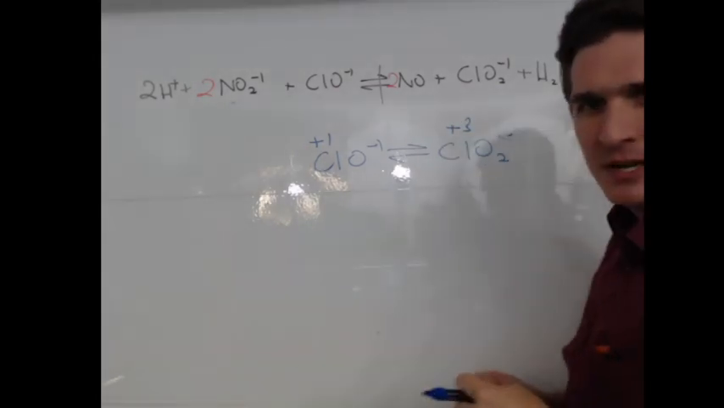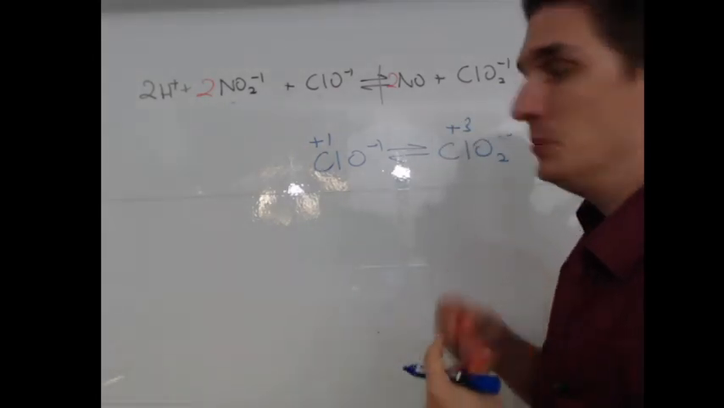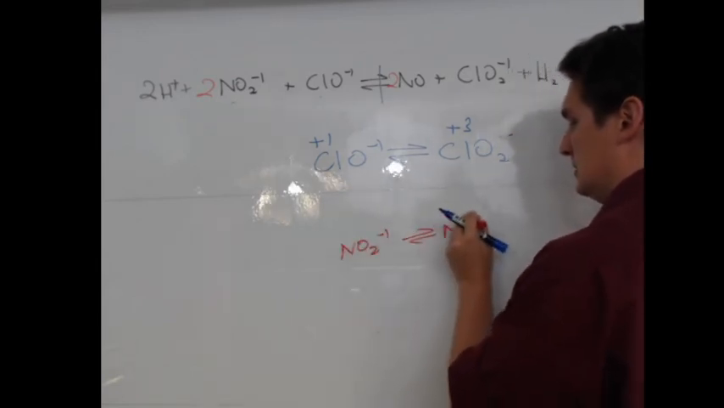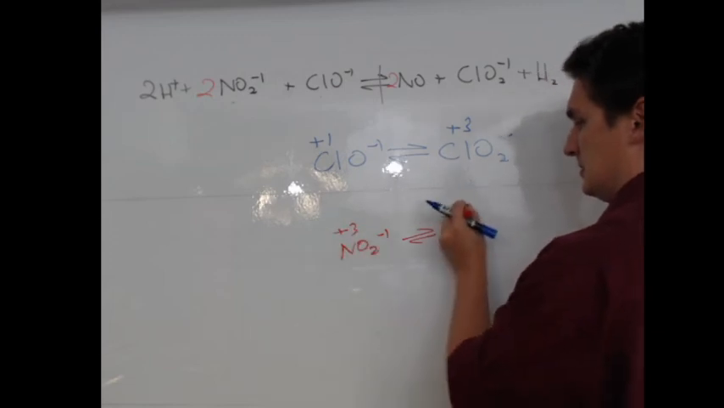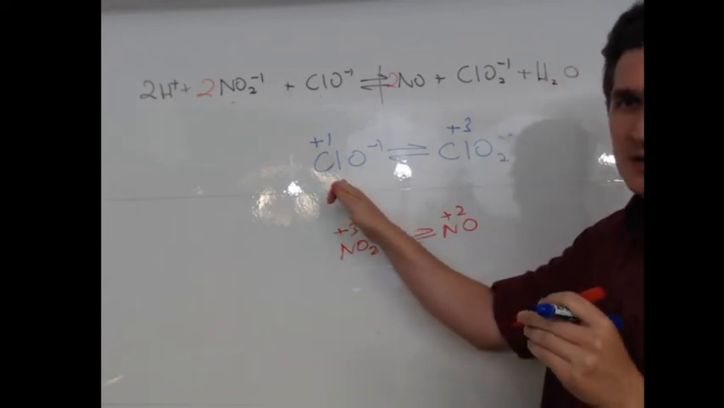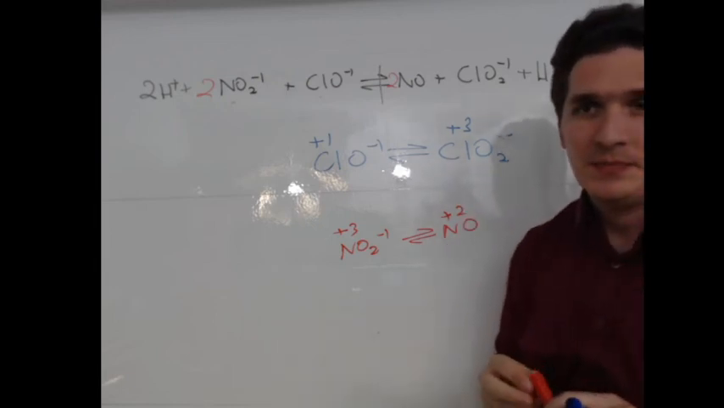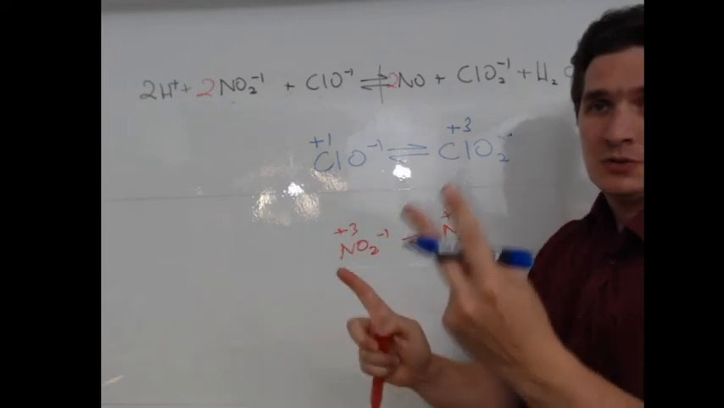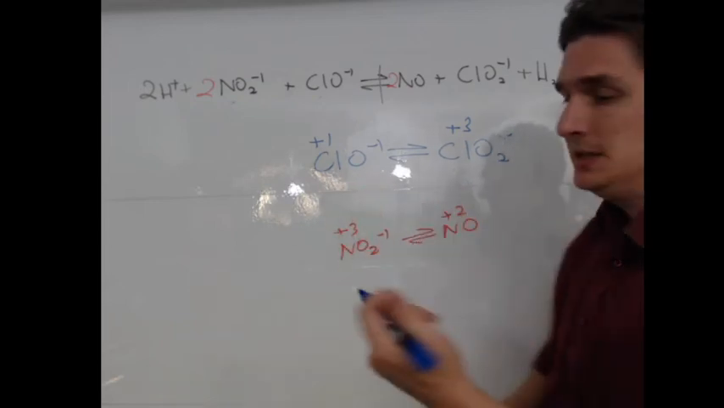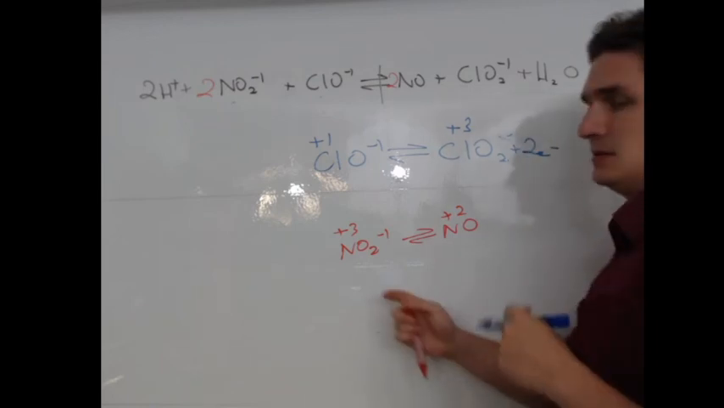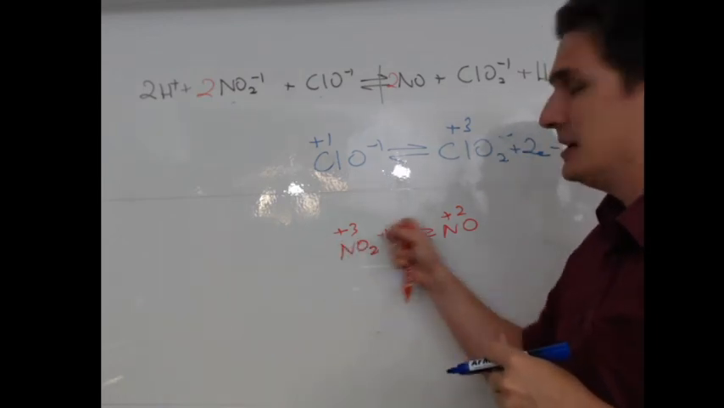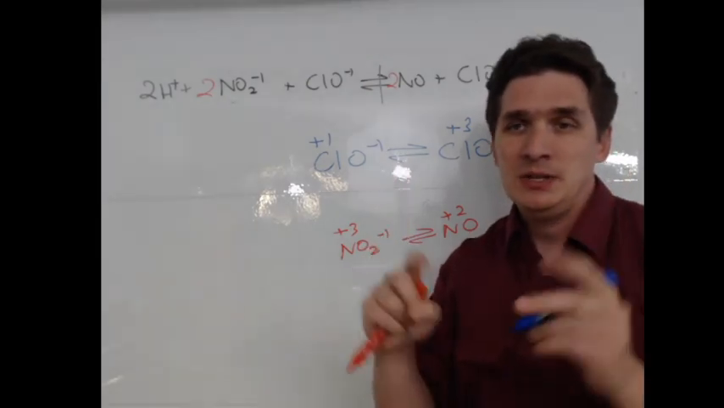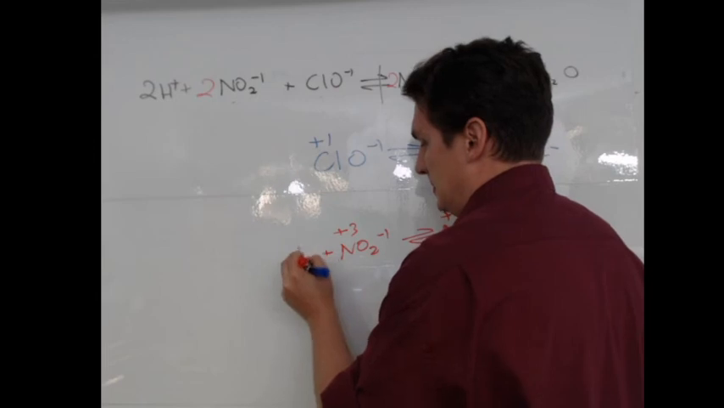And I'll do it for the reduction reaction one more time just so you can see how I got the 1 for that. Each chlorine starts with a +1 and goes to a +3. So that's 2 electrons, and I have 1 chlorine atom doing it. So 2 times the number of chlorine atoms, 1, gives me 2 electrons. For the nitrogen, it goes from a +3 to a +2, so the difference between those numbers is 1. I have 1 nitrogen atom doing it, so that gives me 1 electron total.